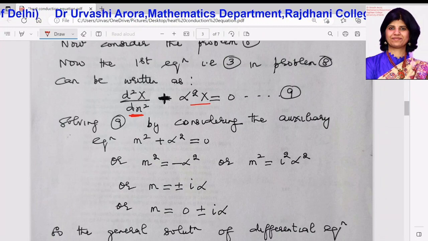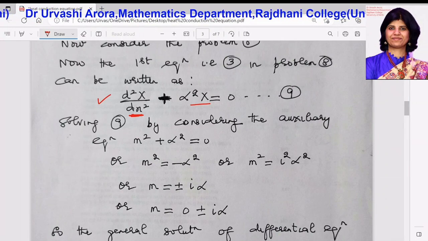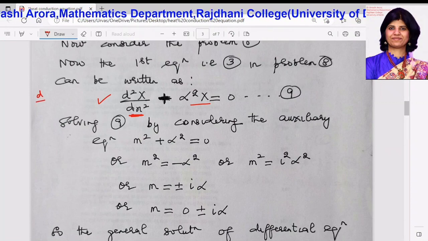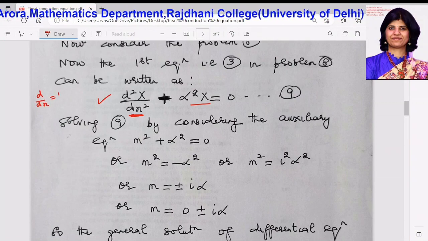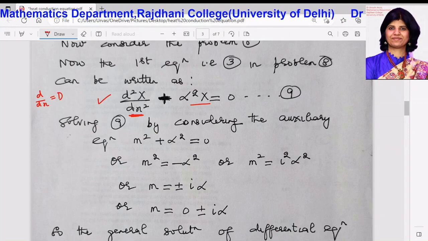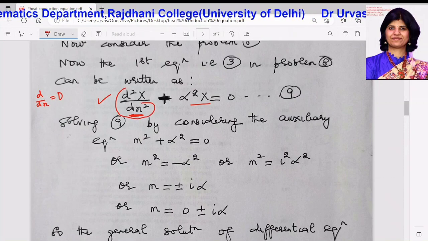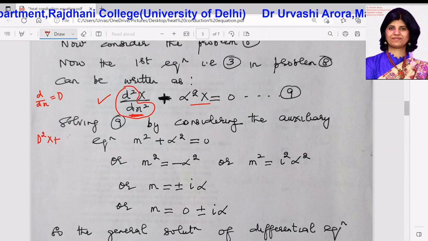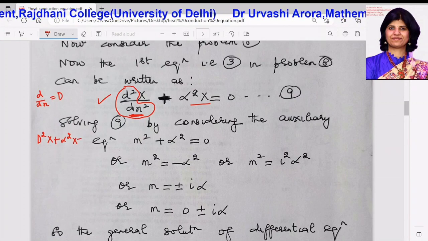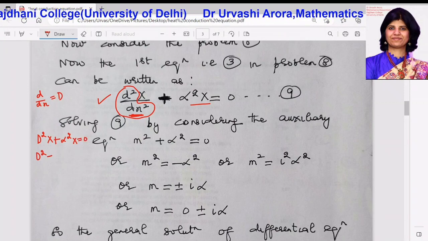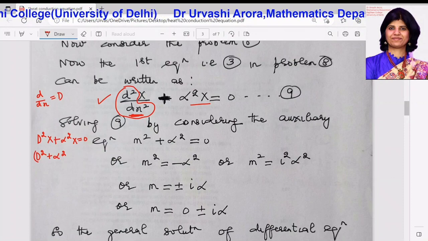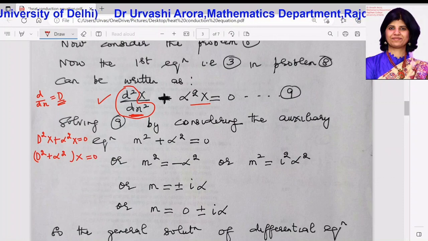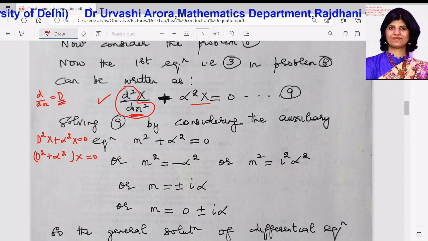Now this is a second order ordinary differential equation and you have to solve it. Generally we are in the habit of representing d by dx as capital D. So d square by dx square can be written as D square X plus alpha square X is equal to 0, and this can be written as (D square plus alpha square) X is equal to 0. This is nothing but an operator. D is an operator, the differential operator, and it is operating on X is equal to 0. In a way, in layman's language, you are taking capital X outside.